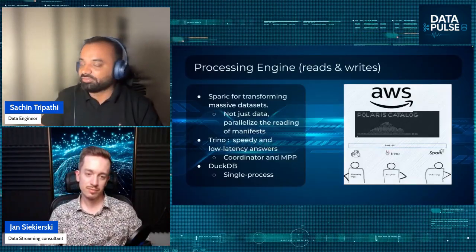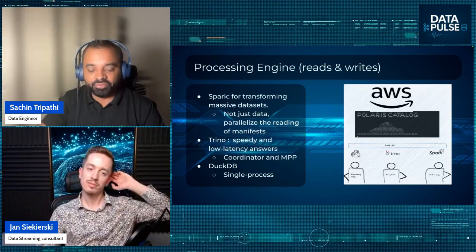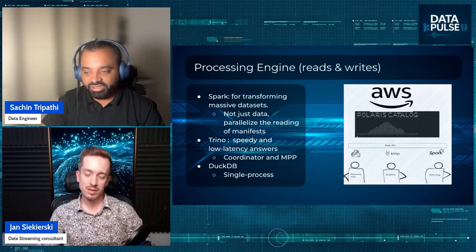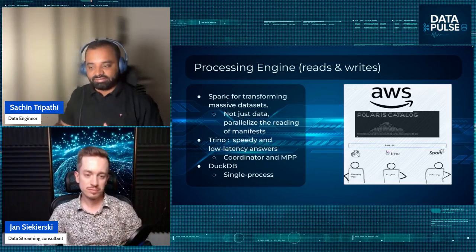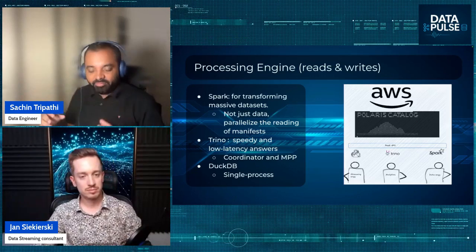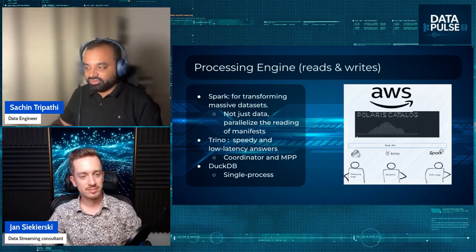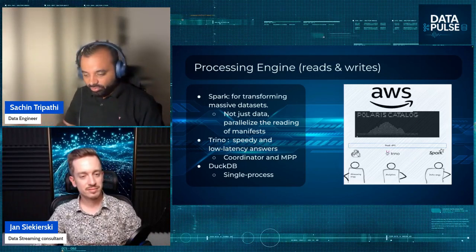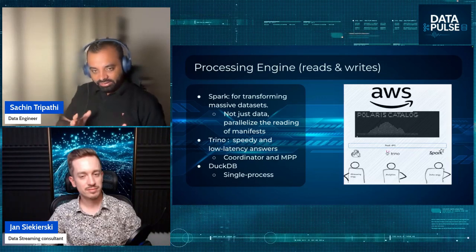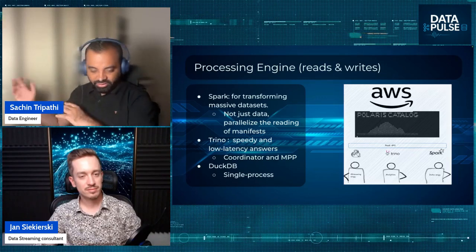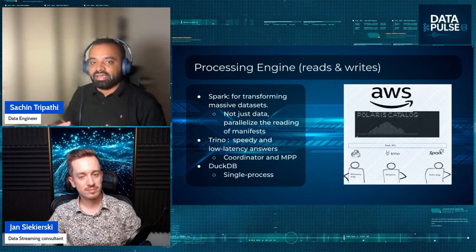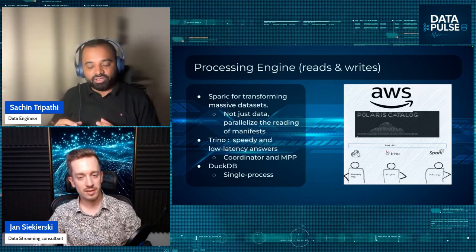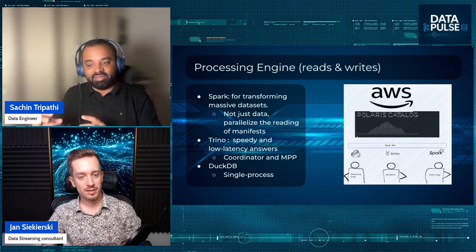Yeah. We can talk about processing engines. So there are three engines. There are many, but let's focus on these three right now because they cover the whole breadth and depth. One is Spark, the other is Trino, and then we have DuckDB. Spark is majorly for transforming or doing ETL type of workloads.